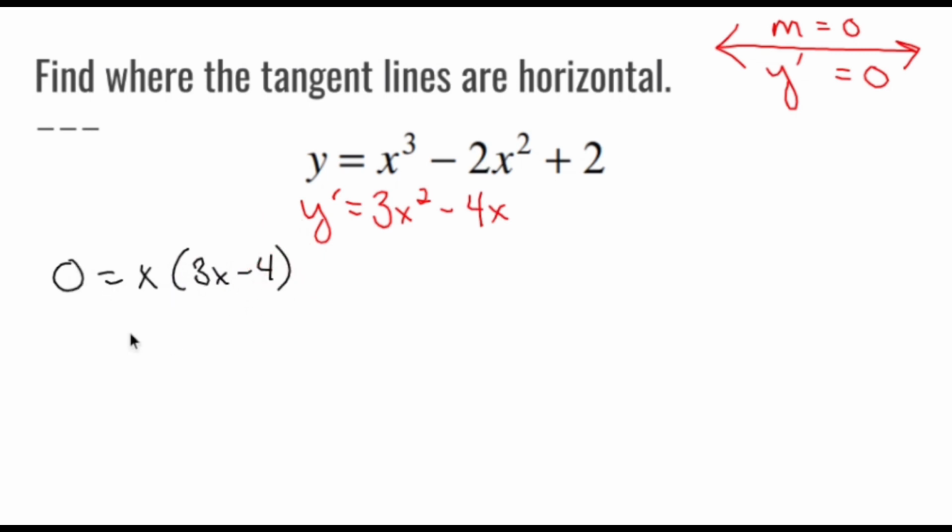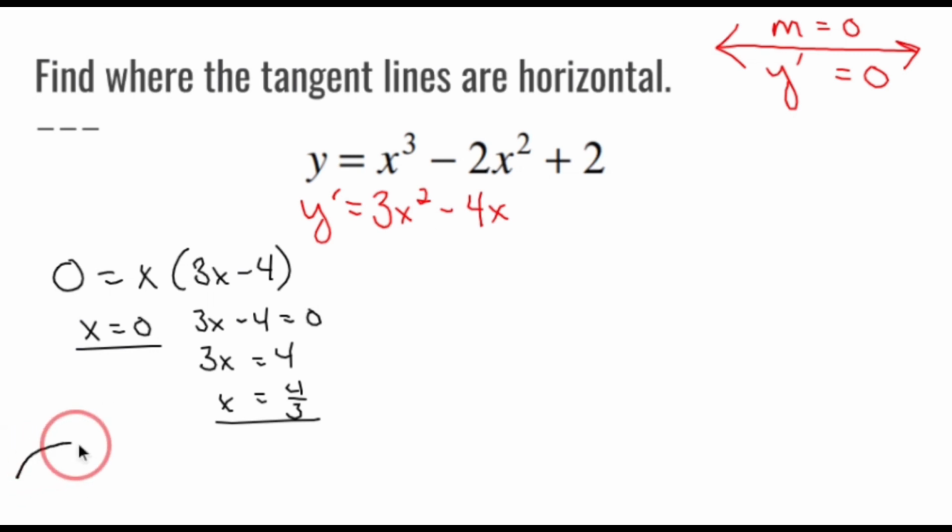If 0 equals something times something, you're going to use the zero product property, and you take each factor and set it equal to 0. So x is equal to 0, and 3x minus 4 is equal to 0. Add 4, and you get that. Divide by 3, and you get that. These are the x values where my tangent line is horizontal.